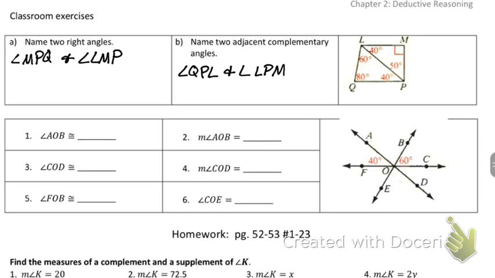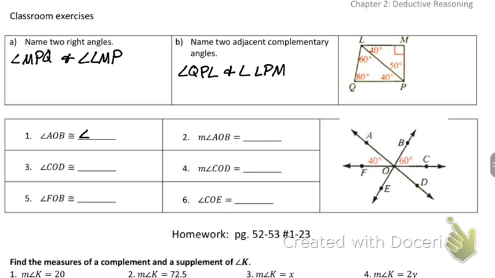We are given angle AOB. And you see the little congruent symbol? That tells you you're not going to write a degree down. You're going to write what angle it's congruent to. So a congruent symbol with angles tells you your answer is going to also have an angle in it. An equal sign a lot of times will have a degree.